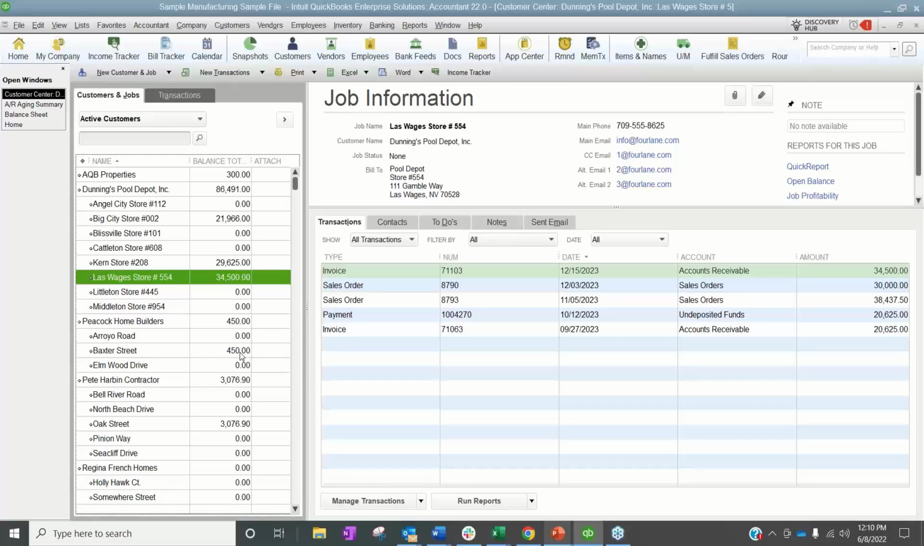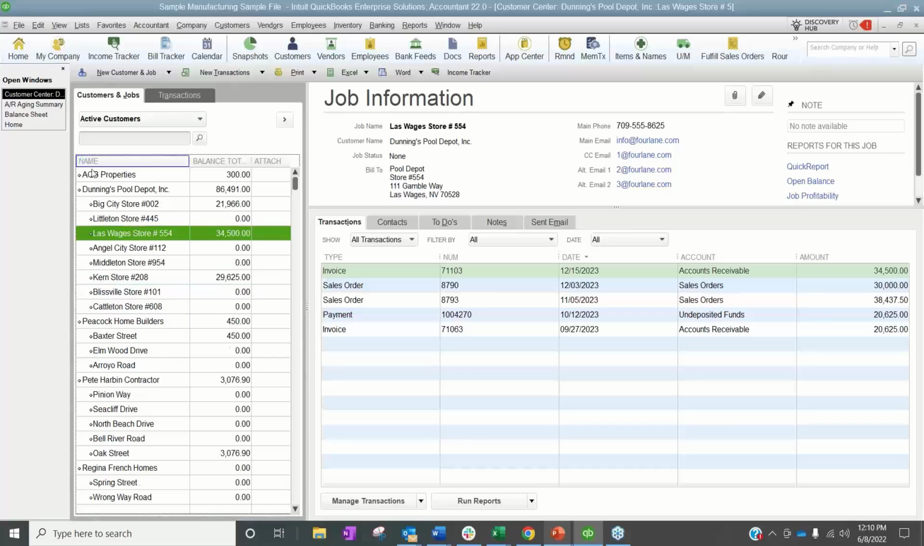Yeah, it is hard, especially when you don't do anything transactionally. So in reports like this, in the customer center, this is a report. It's a total. A report is summarizing data, right? That's all a report is. It's summarizing data.